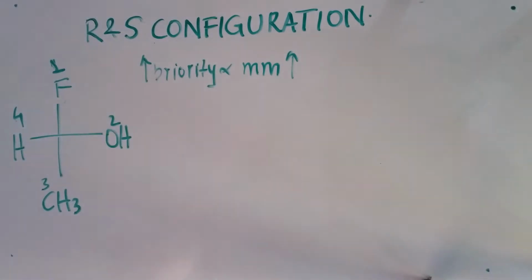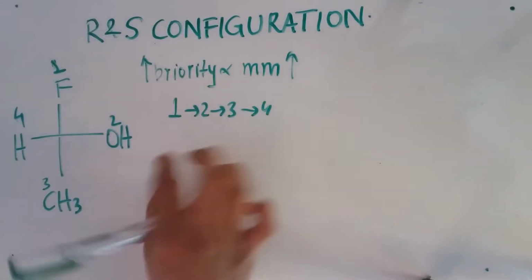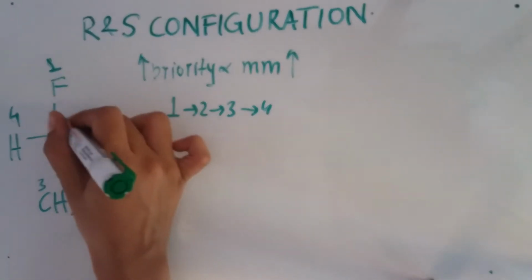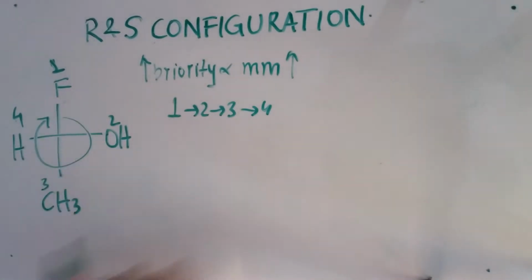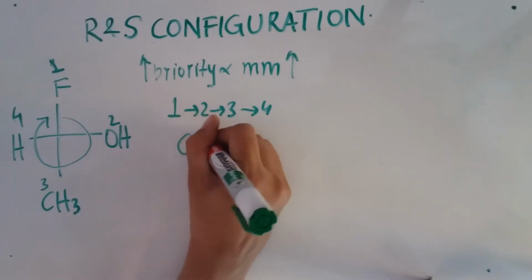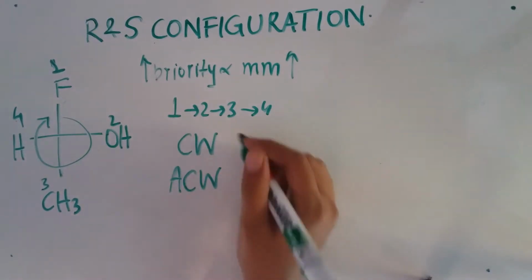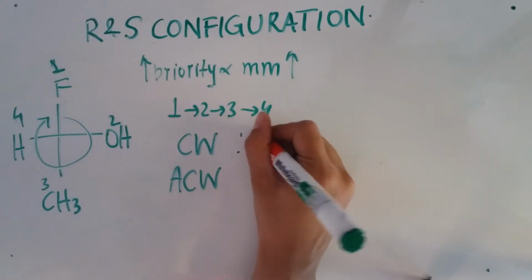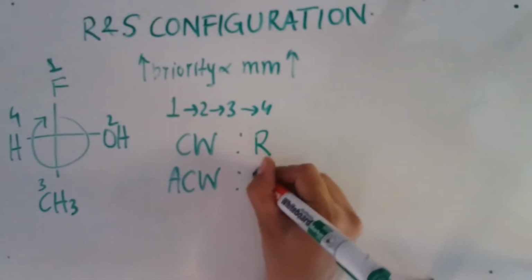Then we go from 1 to 2 to 3 to 4. We make a spiral from 1 to 2 to 3 to 4. So 1, 2, 3, 4, we go like this. Now this direction in which we've gone is the clockwise direction. We could also have gone in the anti-clockwise direction. Whenever you're going in the clockwise direction, it's always R. And whenever you're going in the anti-clockwise direction, it's always S configuration.